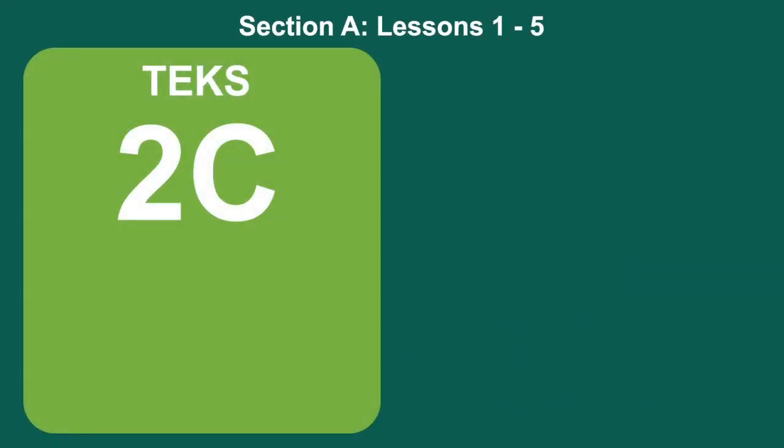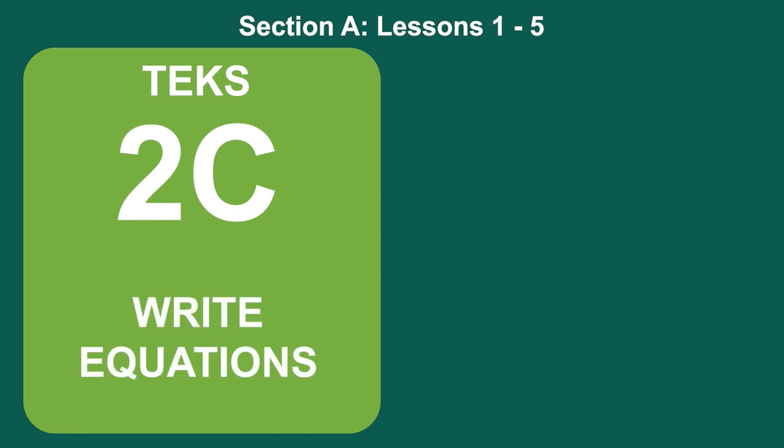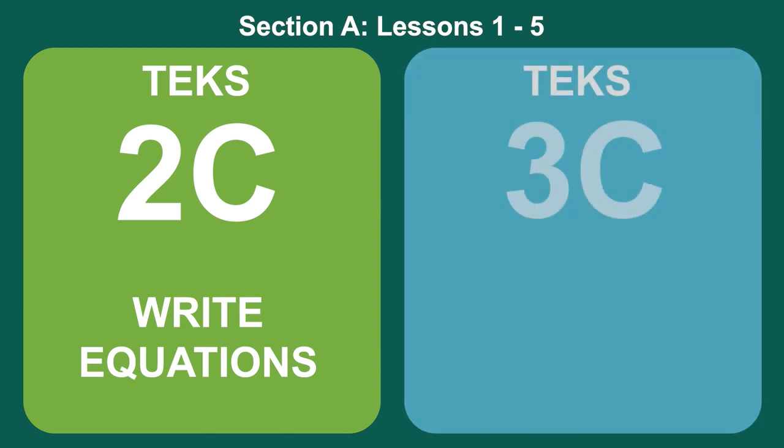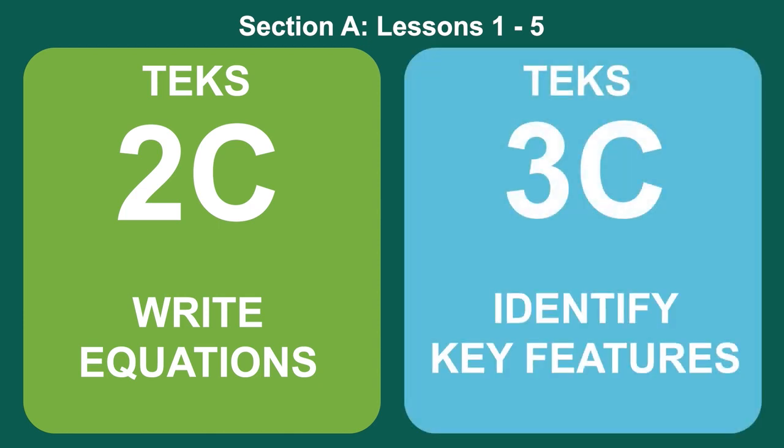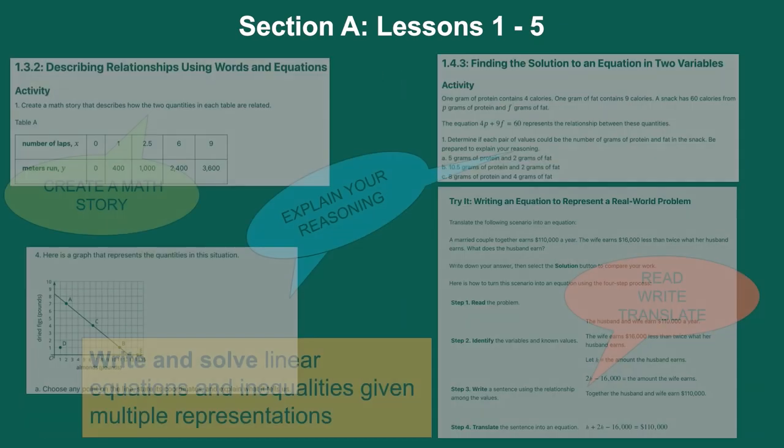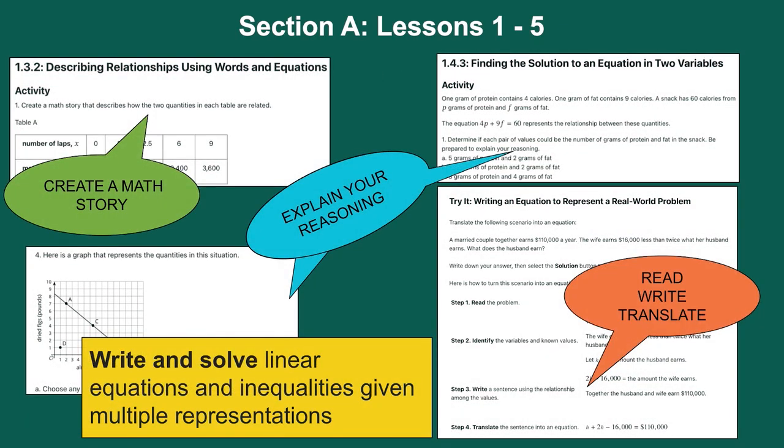TEKS 2C expects students to be able to write equations from tables, graphs, and verbal descriptions, while TEKS 3C requires students to be able to graph and identify key features. As you can see from some of the captured images of these lessons, a lot of this unit is focused on students explaining their thinking and using vocabulary appropriately.